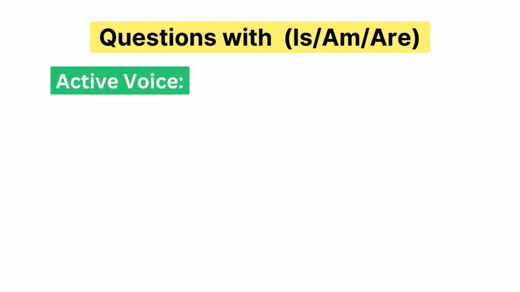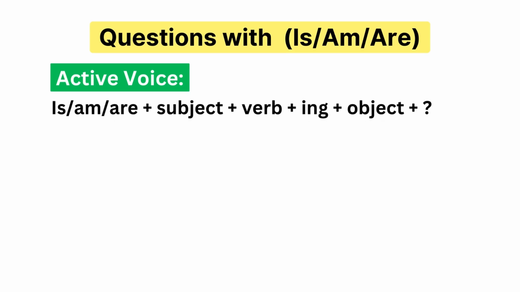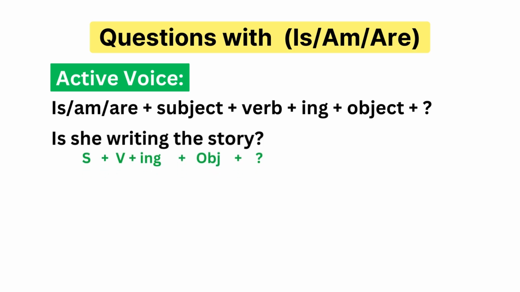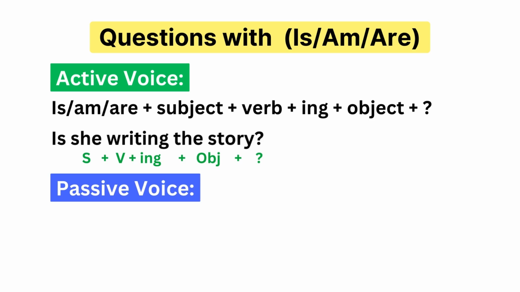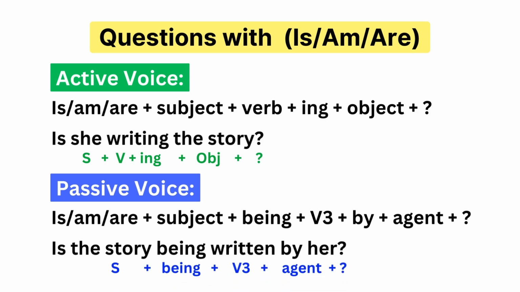Questions beginning with is, am, are. The normal structure of them in active voice is is, am, are, plus subject, plus verb, plus ing, plus object. For example, is she writing the story? When we convert this sentence into passive voice, the structure becomes is, am, are, plus subject, plus being, plus past participle, plus by, plus agent. For instance, is the story being written by her?